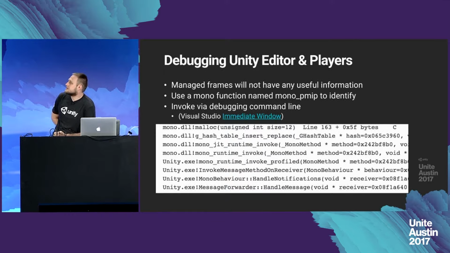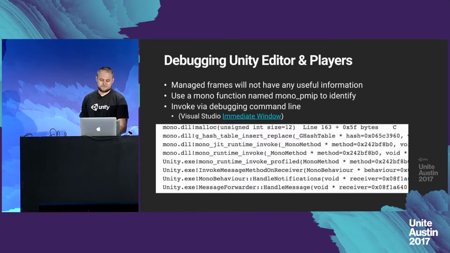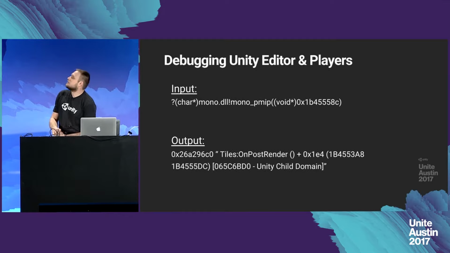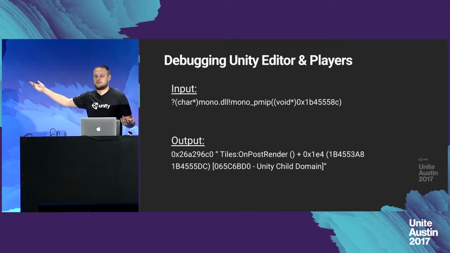And you can do that using the debugger command line, or in Visual Studio, it's the immediate window, is what they call it. What that looks like is, in the input window, you need to put in the function that you want to run. So in the mono DLL, mono underscore pmip, and then you want to pass it the address of the call stack frame that you want to process. And then in the output, you should get something that looks like this, which should be a named function on the managed side that you're looking to identify.